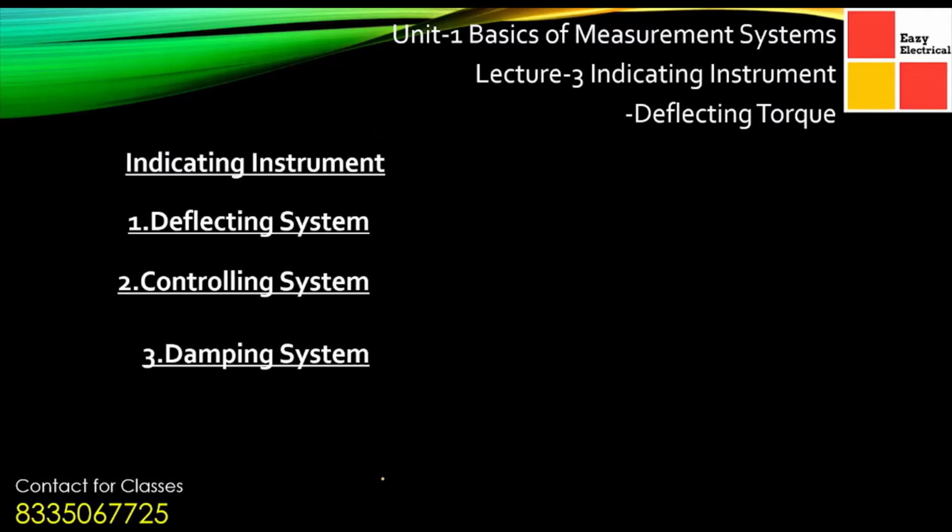Now, a small idea about these three systems. Deflection means movement of a pointer. Control means when the pointer ultimately stops or shows a particular limit. And damping means, suppose a meter is showing a particular value, and that value stays in that position at that specific time. Suppose it shows 5 ampere directly, there is no variation in the output.